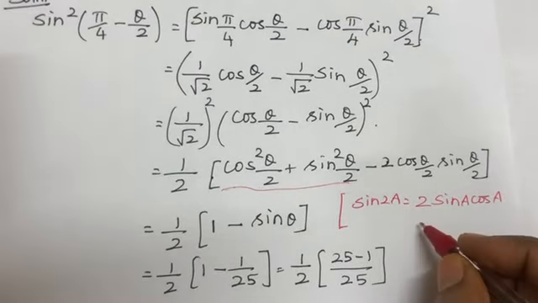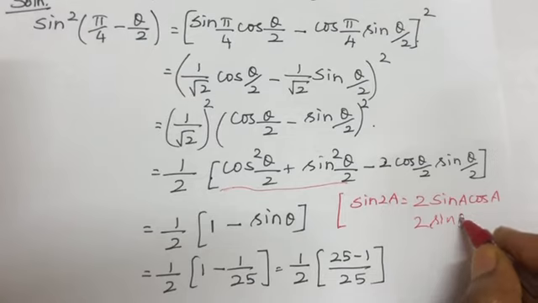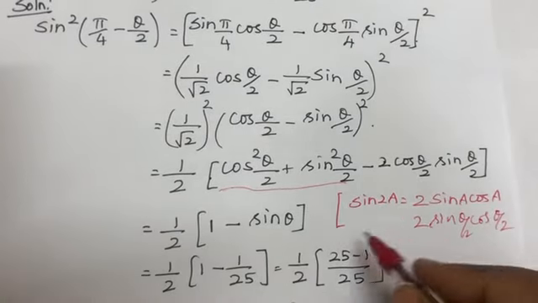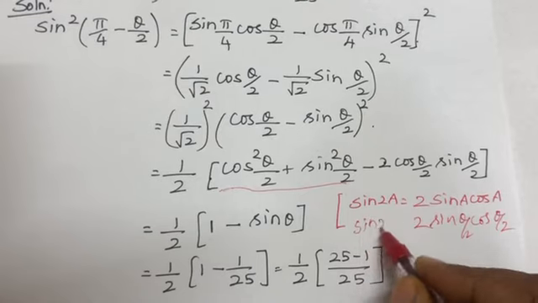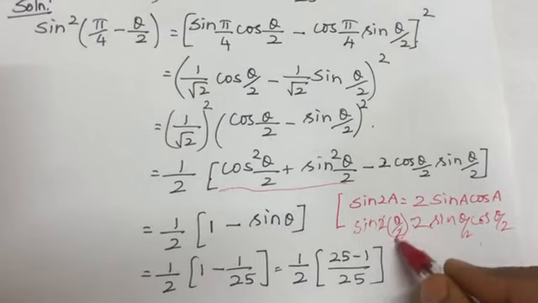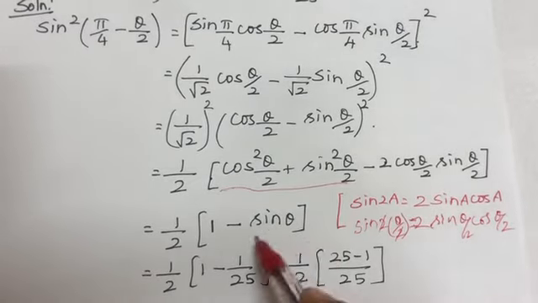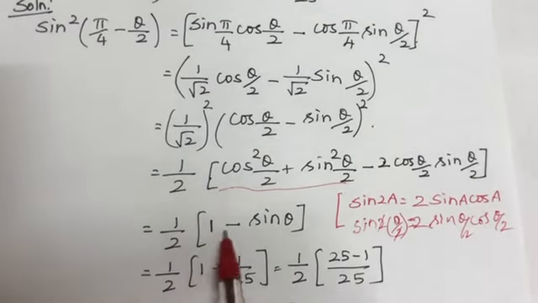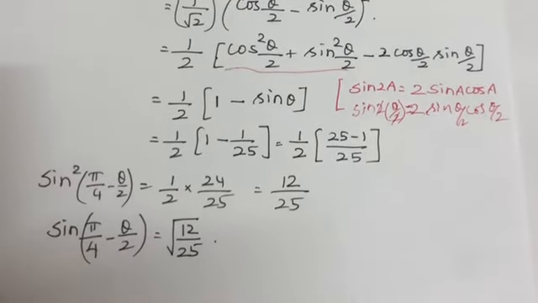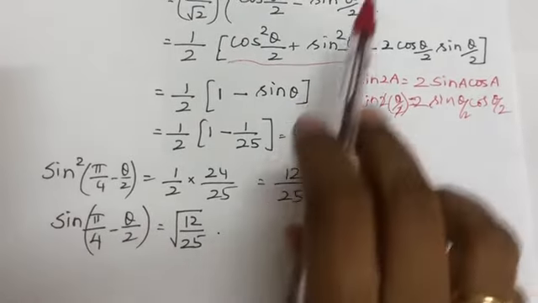Here I have 2 sin theta by 2 cos theta by 2. So, here sin 2 into, in the place of A we have theta by 2. So, 2 and 2 will get cancelled. Here we have sin theta. So, it is half into 1 minus sin theta. So, we have the value of sin theta.